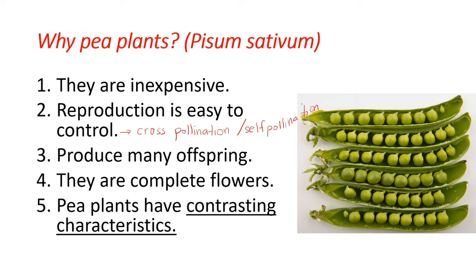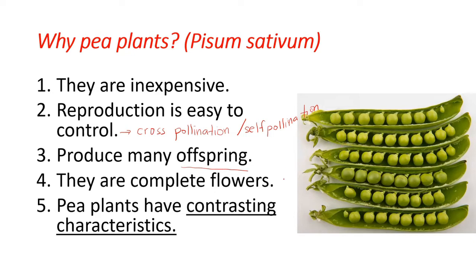Gregor Mendel used these two types of pollination, cross-pollination and self-pollination, and did the fertilization in his experiment. Number three, they produce many offspring. Offspring means your children. If you look at the picture on the right, you can see there are lots of seeds that a pea plant can produce.